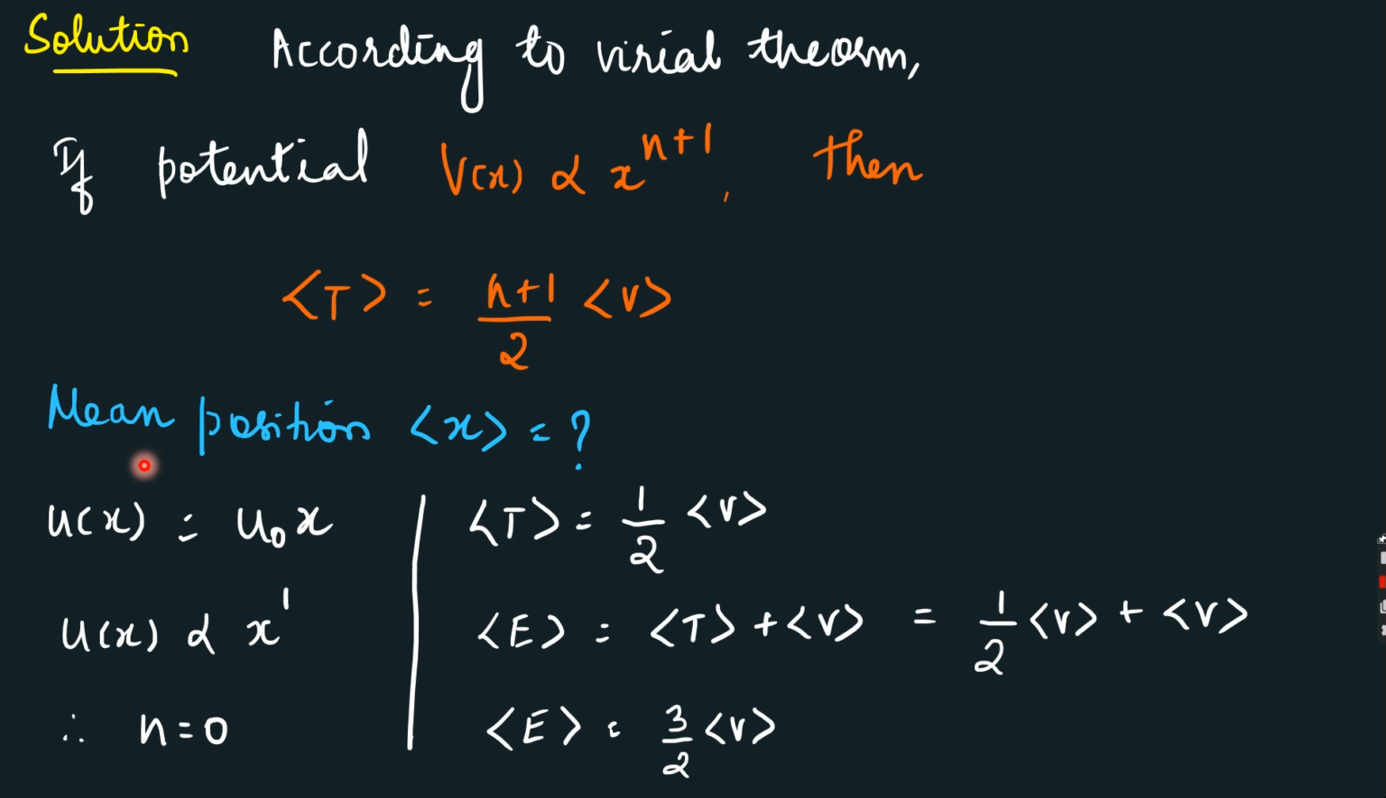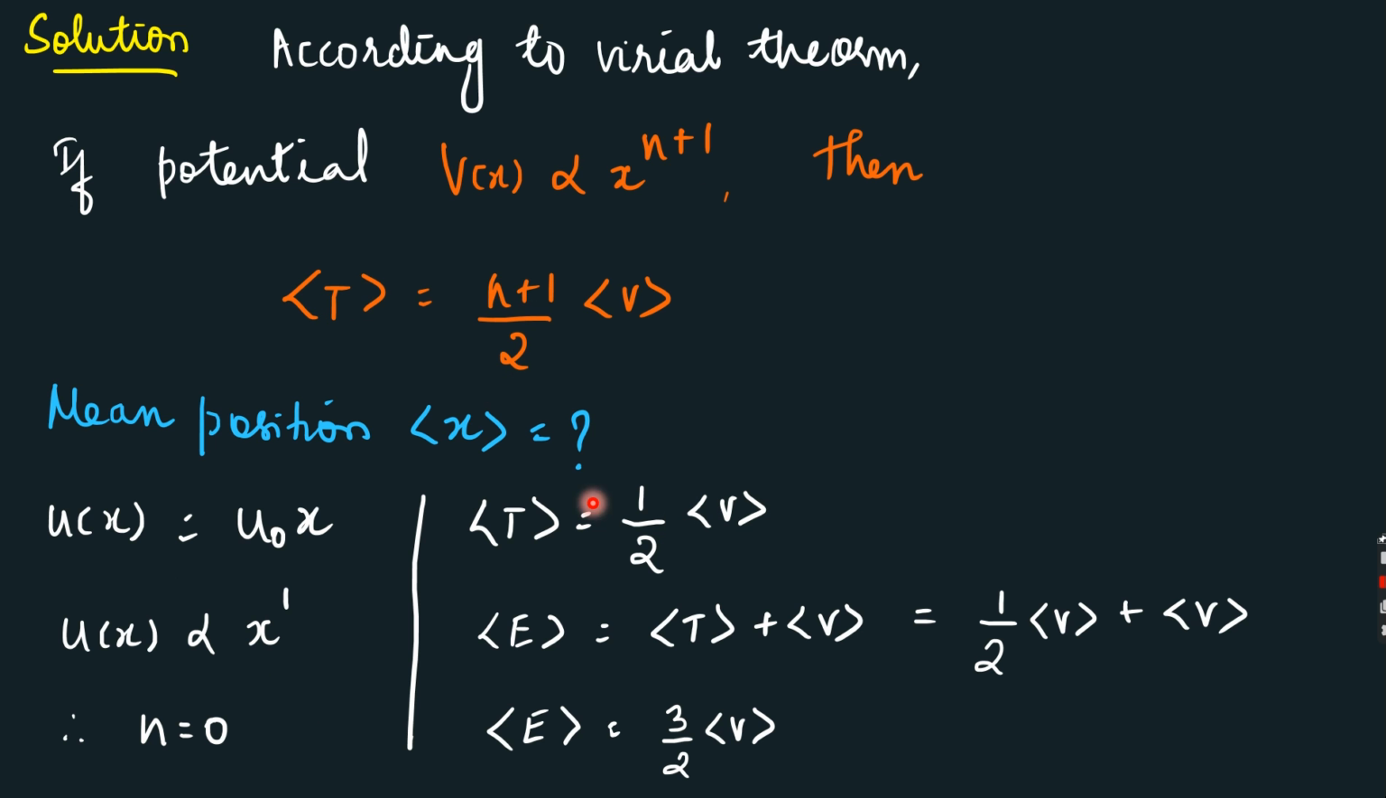Okay. So, next, we have to find the mean position. First, we are going to consider our potential given: U of x is equal to U naught of x, and U of x is proportional to x power n, yes.